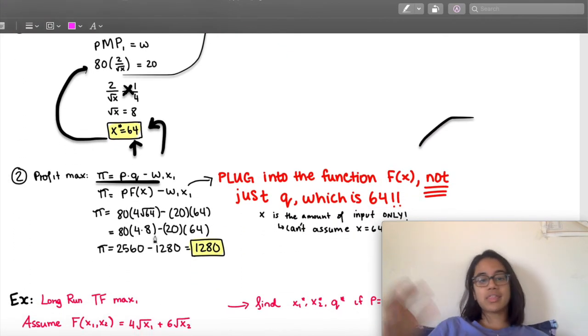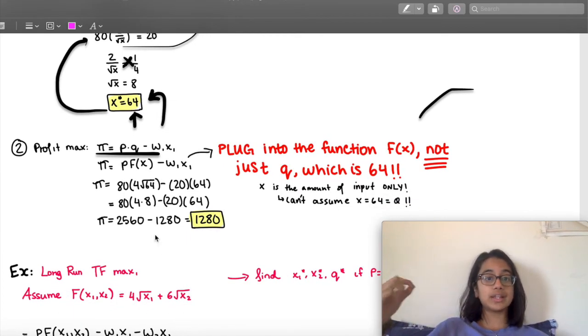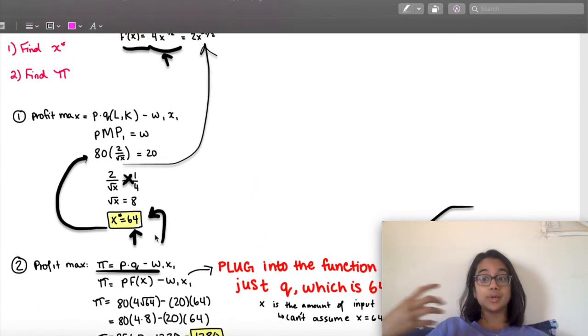Then we just do the math, 80 times 32 minus 20 times 64, and you get a profit of 1,280 units. So that's the most important thing. We could not have solved this problem without solving our optimal bundle for our profit max in number 1. We could not have solved 2 without number 1. So that's important to notice.